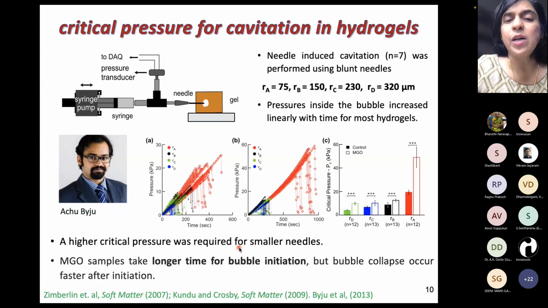What we decided to do instead was we tried to use these needles inside both our gels. One on the left will be the control gelatin gel, and the one on the right is the MgO gel. We start with various kinds of needle sizes. These are 75 microns, 150, 230, and 320. These are mostly what are available in the market. And we record the pressure inside the gel. And what you see plotted over here is the pressure as a function of time. So what you see is as I load this gel with pressure, and RA is actually the one which is the smallest bore.